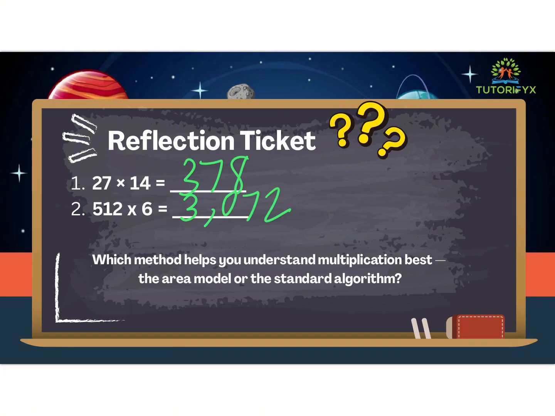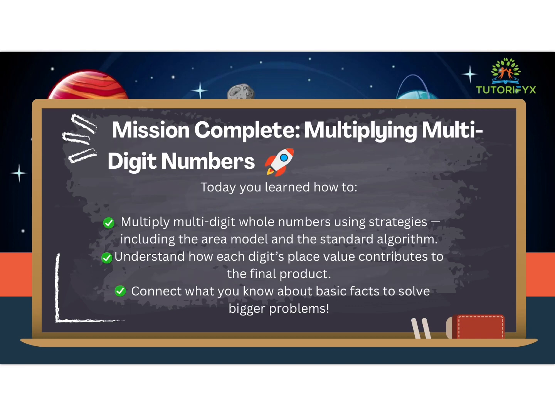Hopefully you were on the right track with these strategies. Which method helped you understand multiplication best? Was it the area model or was it the standard algorithm? Either way, they both successfully help you to multiply. So just pick your poison and rock it on through. Mission completed, my lovelies.